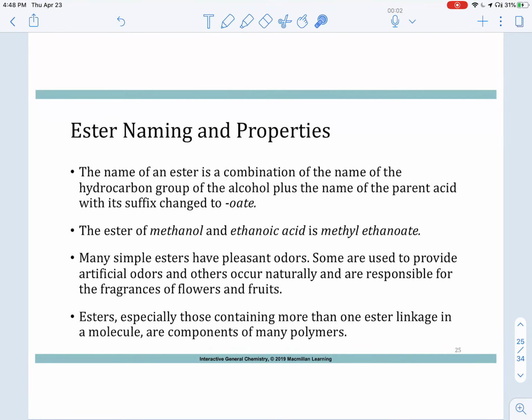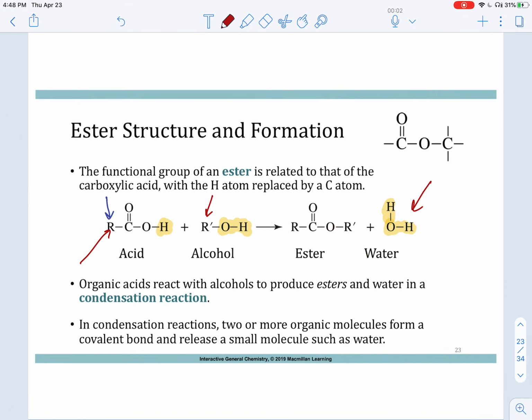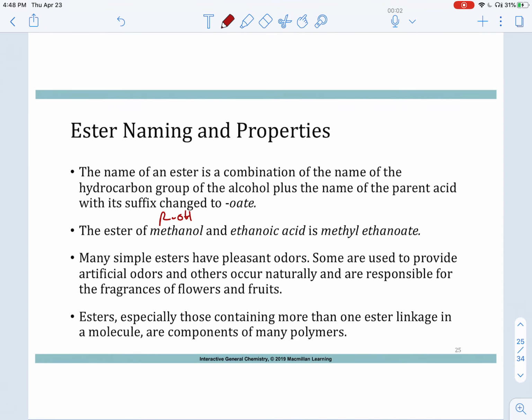So the name of an ester is a combination of the name of the hydrocarbon group of the alcohol plus the parent acid. We change that to OH. For example, methanol, here's our ROH, and ethanoic acid, if you go back to our COR, there's our carboxylic acid. We would call the resulting ester methyl ethanoate. And yeah, many simple esters have pleasant odors. And that's what I was getting at with that picture over there. So let's practice naming something first.